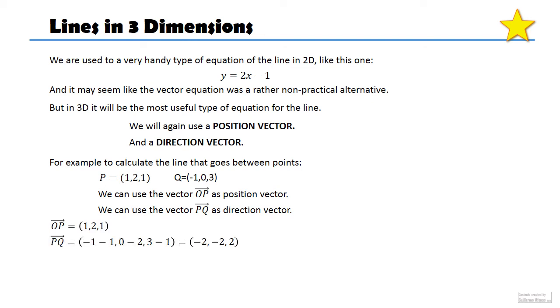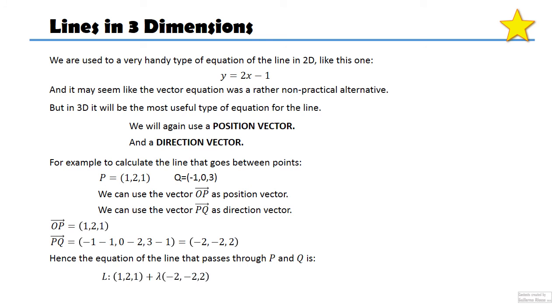So finally, the equation of the line would be 1, 2, 1, my position vector, plus lambda, again, my parameter that I'm going to change. And it's going to change how big or small or which way it's going, my direction vector. And adding these two vectors together, I would get to any point I want to in the line and nowhere else. So that's an equation of a line in 3 dimensions using the vector equation of the line.